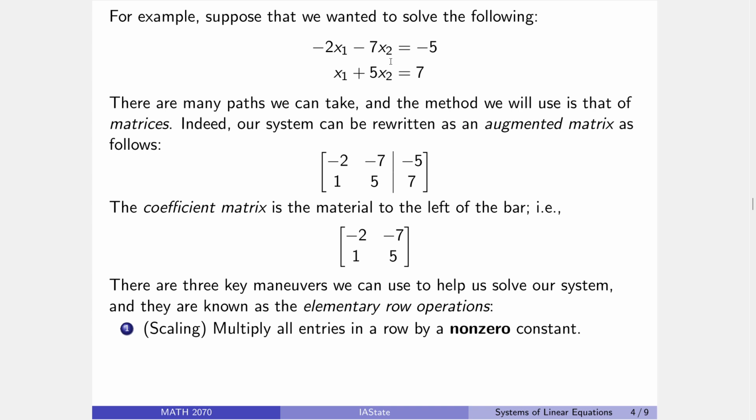So, scaling a row by a non-zero constant. Obviously I can multiply both sides of this equation by 0, but that wouldn't do me any good.